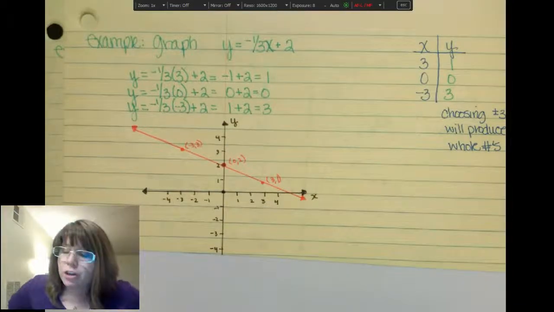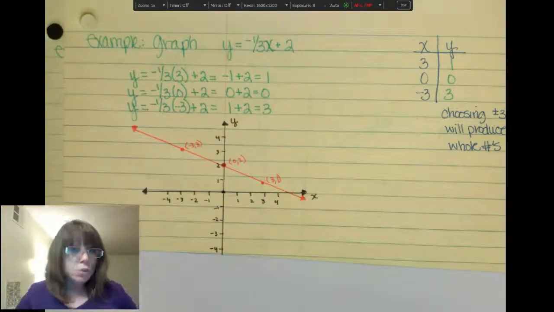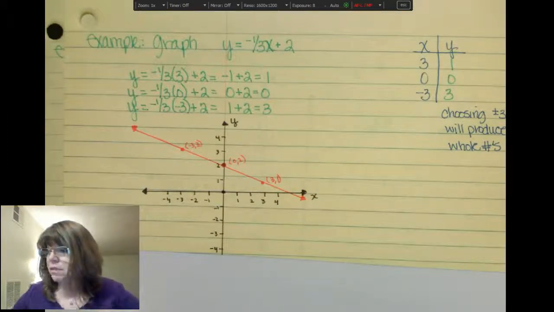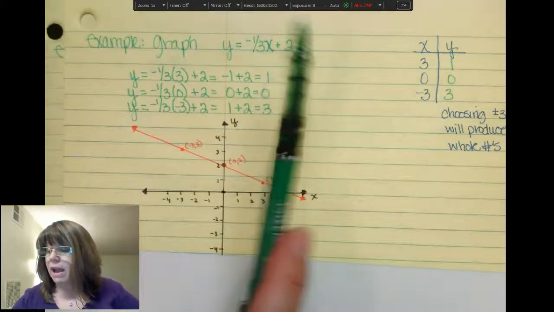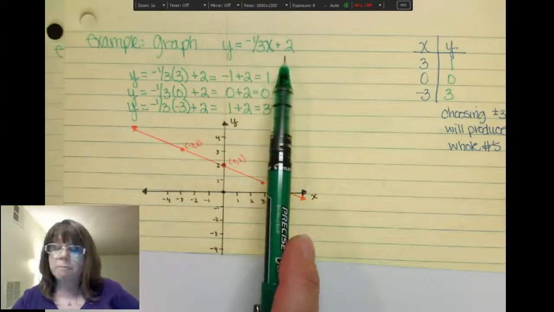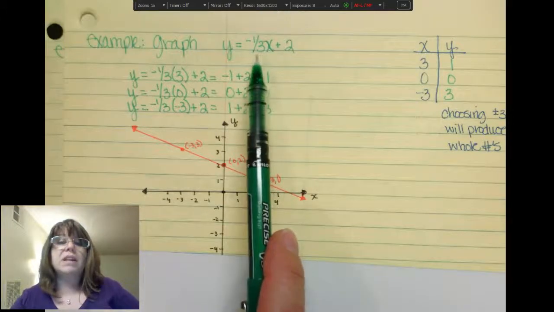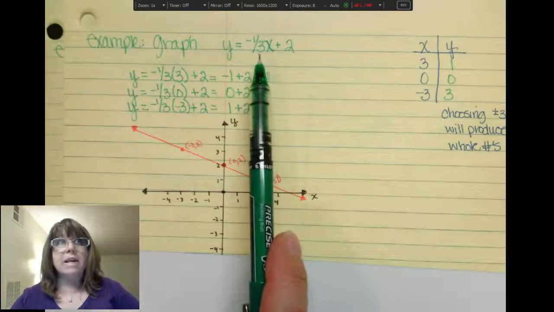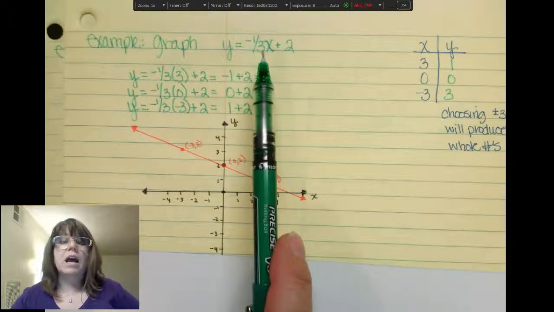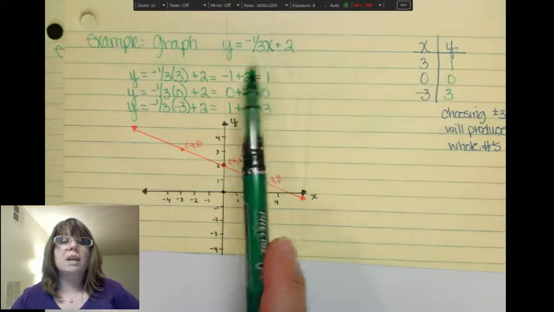Now I did say before you can choose any numbers, but sometimes you do want to be clever about it so your math is a little bit easier. For example, I want to graph y equals negative 1/3 x plus 2. Now if I choose 1, I'm going to have to deal with a fraction. But if I choose a value of 3, then this negative 1/3 times 3 will become a whole number.